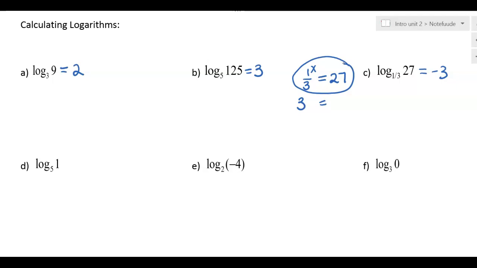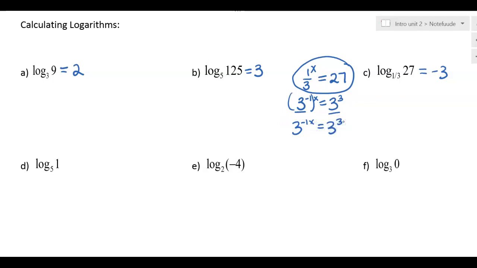So like 1/3 is really 3 to the -1 power. Is that okay with everybody? So that's like the same thing, just written a different way. And 27 is really 3 to the third power. This part is key, that I made them both have 3 as the base. So I basically have 3 to the -1x equals 3 to the third.